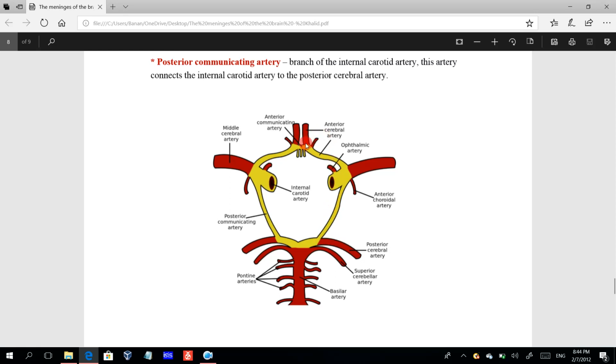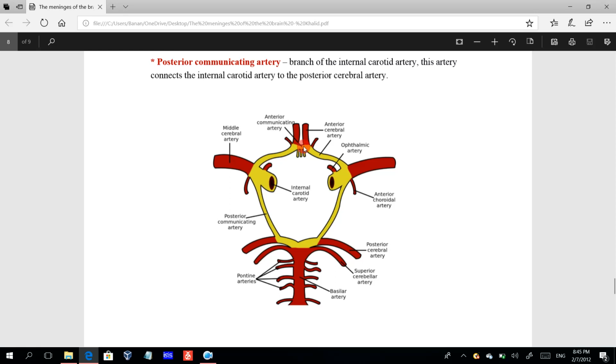Here between the anterior cerebral artery of the right side and the anterior cerebral artery of the left side, we have another small vessel here connecting these vessels. So the blood can pass from here to here to here. This is a free connection between these vessels. And this small artery that connects the two anterior cerebral arteries is called the anterior communicating artery.